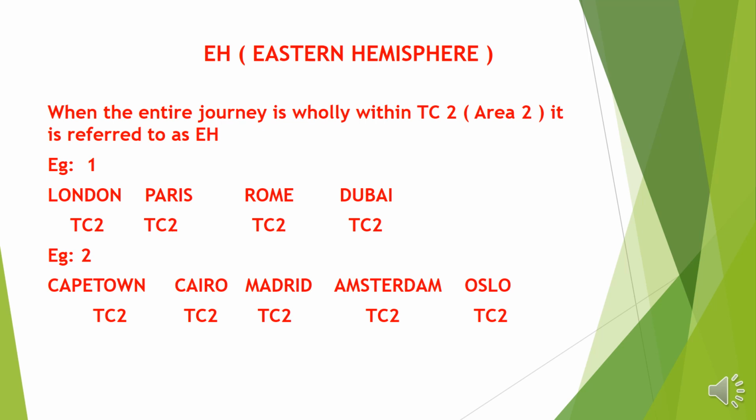Example number 2: Cape Town is in South Africa, TC2. Cairo is in Middle East in Egypt. Though it is on the continent of Africa, according to IATA, it is in the Middle East. And Madrid is in Spain, it's in Europe in TC2. Amsterdam is in Netherlands, in Europe TC2. And Oslo is in Norway, again TC2. Now the entire journey comprises cities within TC2, hence it is called Eastern Hemisphere.